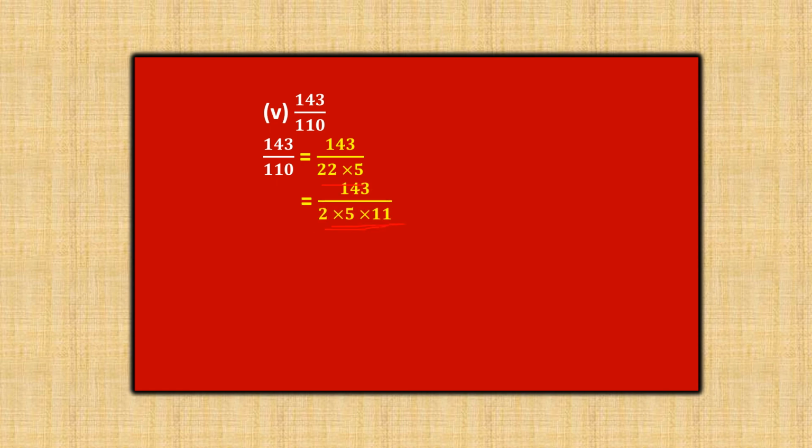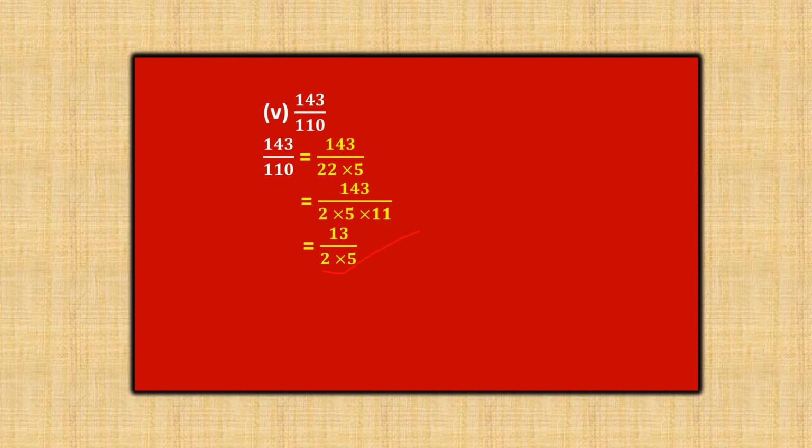So your next question is 143 by 110. Do the prime factorization for 110. You will get 2 into 5 into 11. Actually by prime factorization you will get like this. Here I can cancel 11, since 11 times 13 is 143. So you will have 13 by 2 into 5. Right? You will have 13 by 2 into 5.